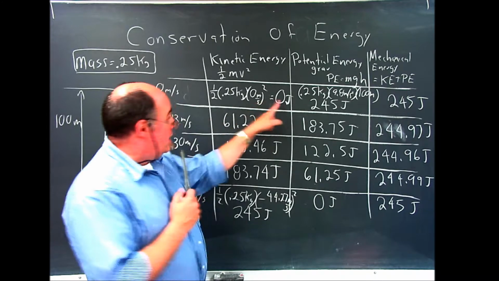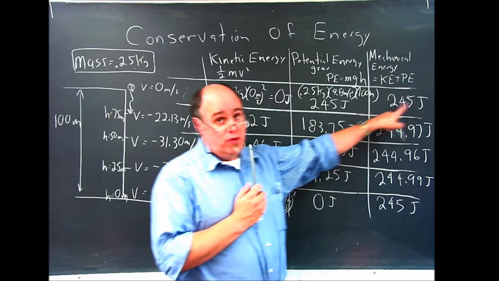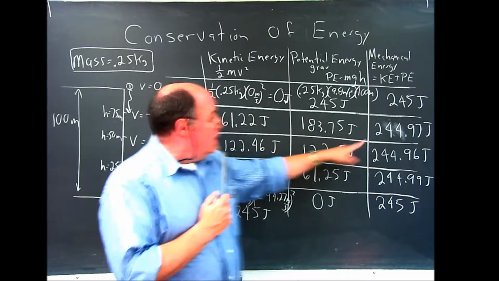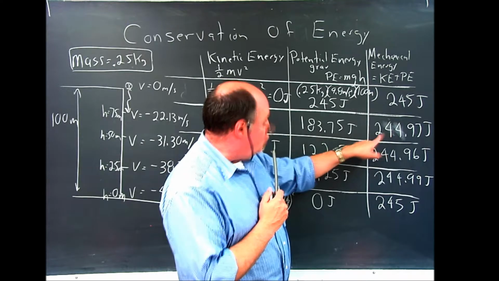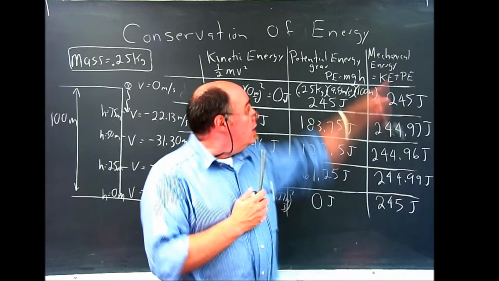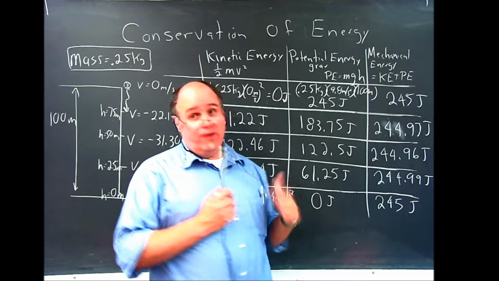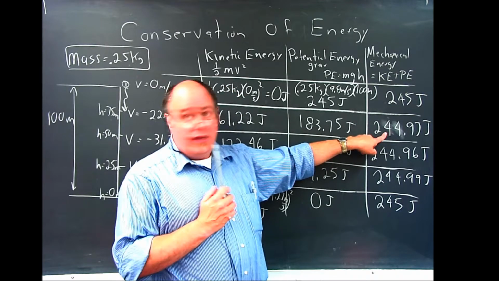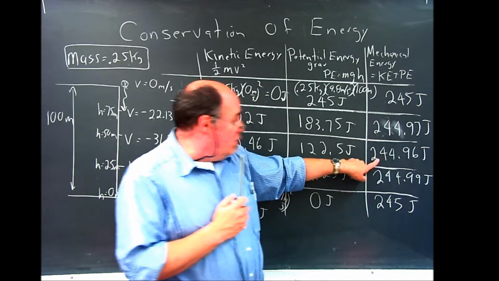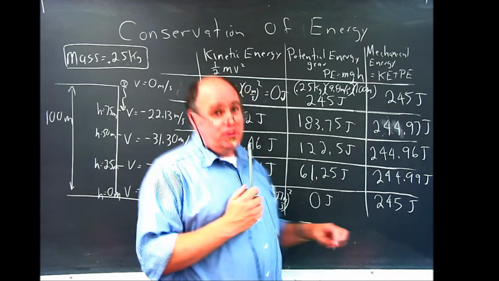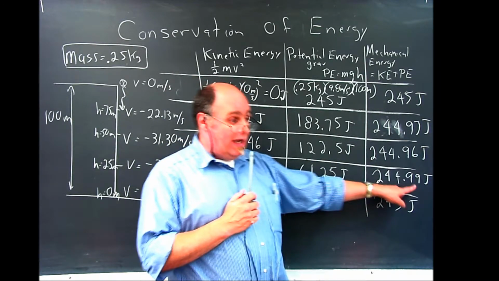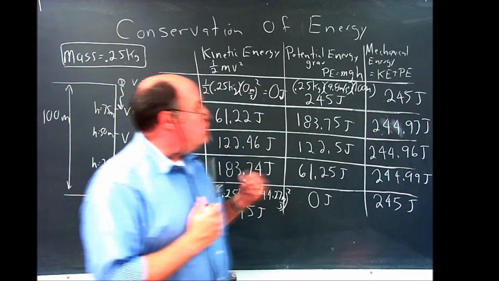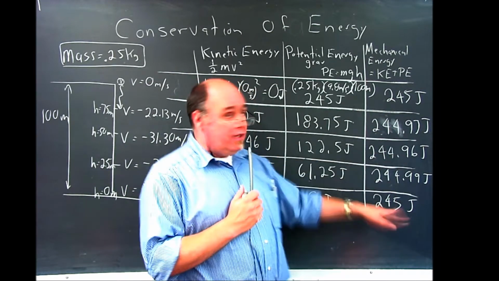I got them from just adding 0 plus 245, which gave me 245 joules. 61.22 plus 183.75 gave me 244.97 joules. The mechanical energy numbers are all hovering very close to 245. So it's 245 here. This is 244.97. That's 245. This is 244.96. That's approximately 245. This is 244.99. That's extremely close to 245. And this is 245. So all of our mechanical energy numbers are coming out to be almost perfectly the same.